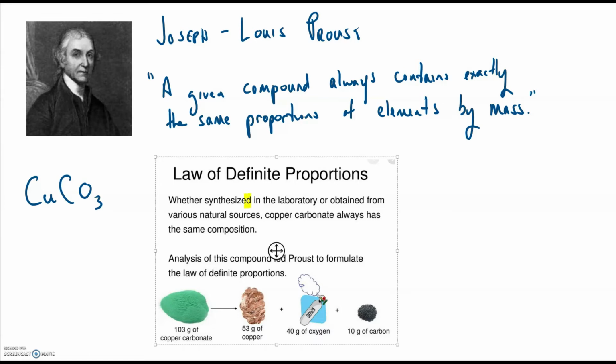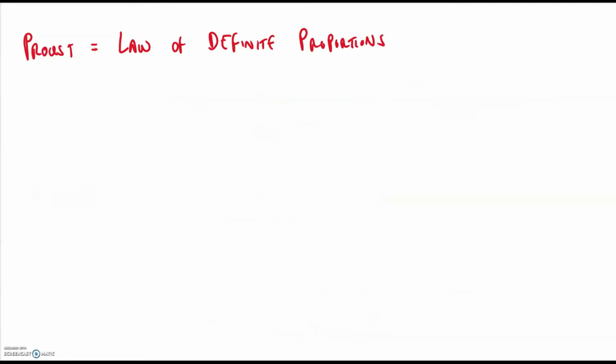And this has two meanings for us. Whether the copper 2 carbonate was synthesized in the laboratory or natural, these ratios are always a constant. It doesn't matter how much mass we have, they will always be in this constant ratio of masses. So from Proust, we get the law of definite proportions.